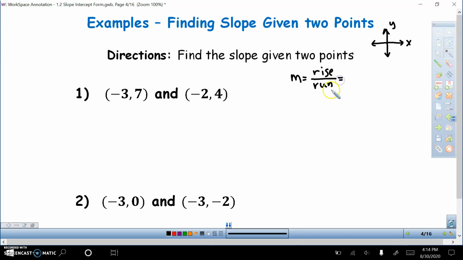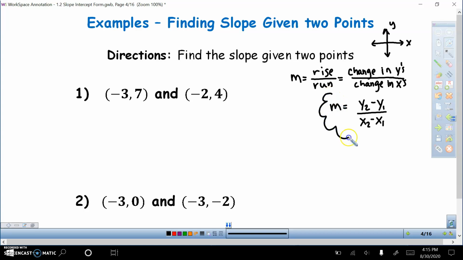So slope, rise over run, is the change in your y's over change in x. And then the formula that we use is y sub 2 minus y sub 1, because that would be the change in your y's or your rise, over the change in your x's, so x sub 2 minus x sub 1. So this is the slope equation that we rely heavily on, and you should have seen before at some other point in your mathematical career.